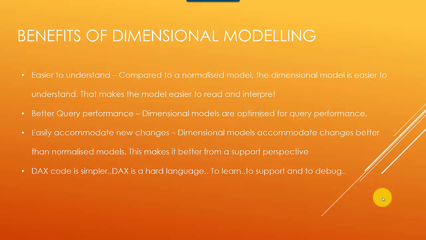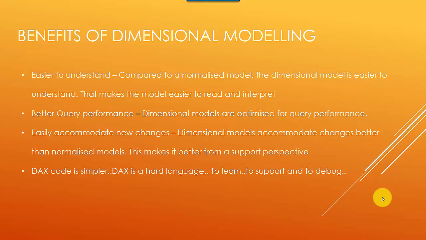So one of the benefits of a dimensional model is that it is easier to understand. When you compare it to a normalized model, the dimensional model has fewer tables and fewer joins. So it's a lot easier to understand and interpret. Better query performance. Dimensional models are optimized for query performance.